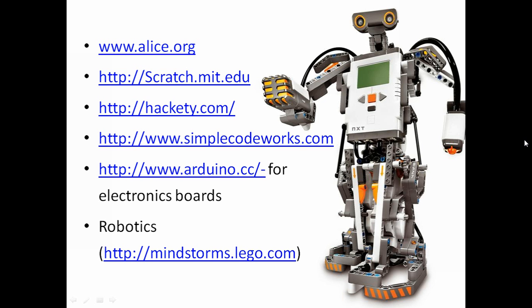Okay, Simple Code Works is a slightly more coding kind of program. The other two, Alice and Scratch, are very user friendly in the sense that they don't involve writing code, but Simple Code Works involves some bit of writing. The next one, Arduino, is for electronic circuit boards and so on. You need to purchase an electronic circuit board, or you can build it yourself. And there's free software that you can download and start learning electronics at a very early stage.